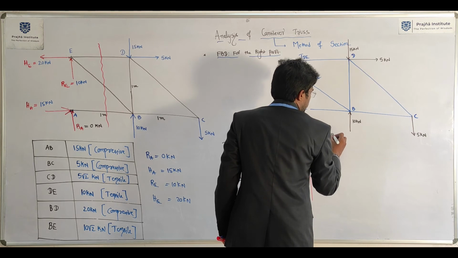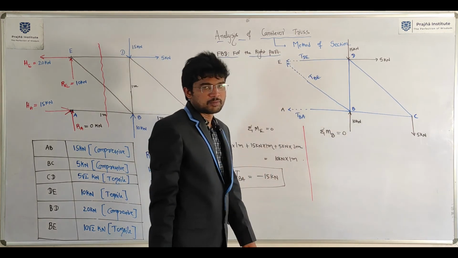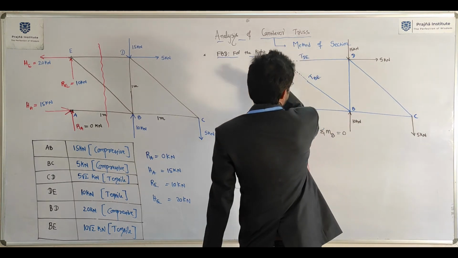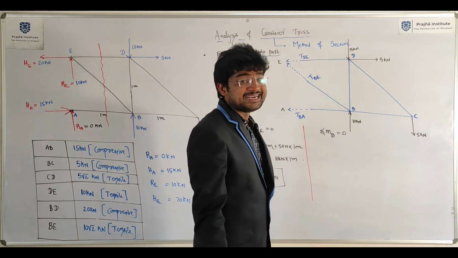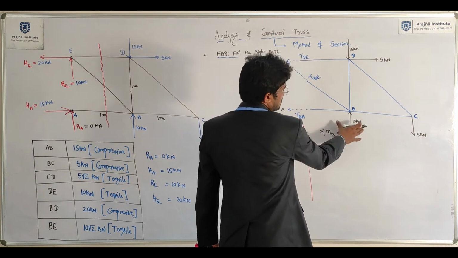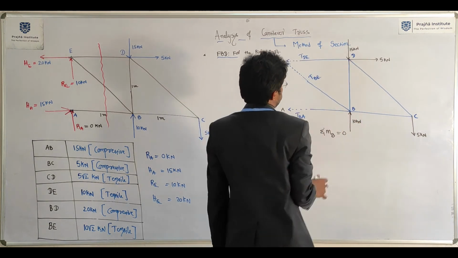Just apply moment about B equal to 0. Then you will directly get the force in the member DE. The moment of these two forces is 0, the moment of this force is 0, and the moment of this force is 0.